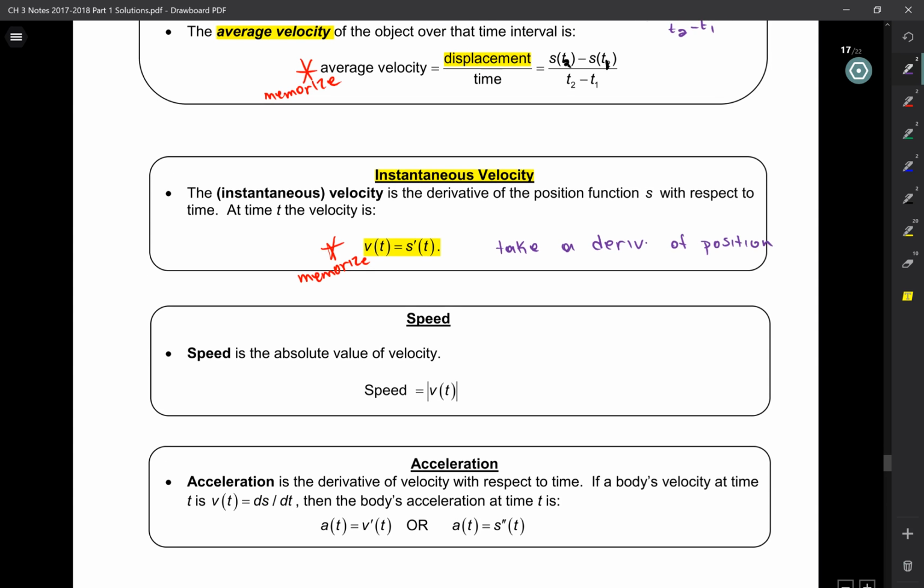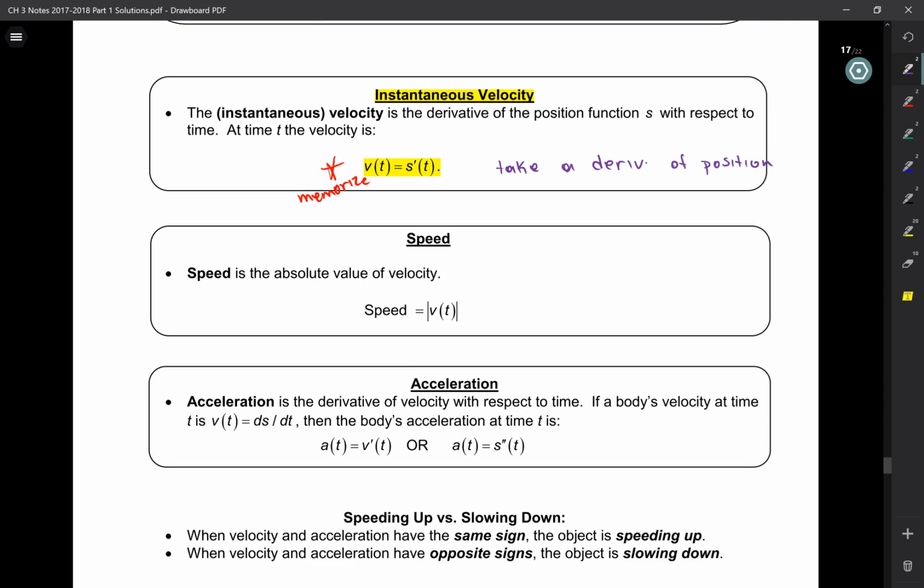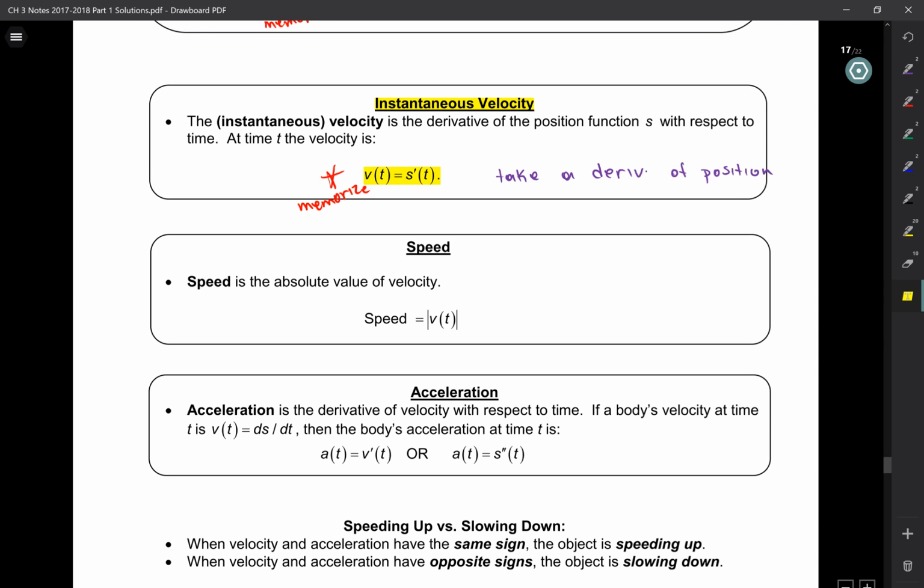Okay, so that's velocity. Well, what about speed? Speed is just the absolute value of the velocity. Why is that? It's a scalar. The velocity has a sign, plus or minus, signifying the direction. Speed is just how many steps you walked, regardless of direction.